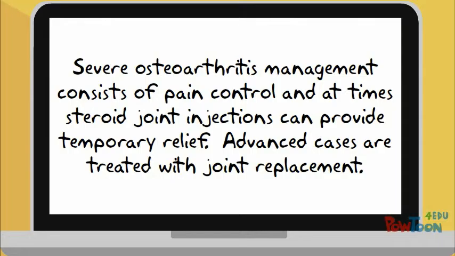Severe osteoarthritis management consists of pain control, and at times steroid joint injections can provide temporary relief. Advanced cases are treated with joint replacement.